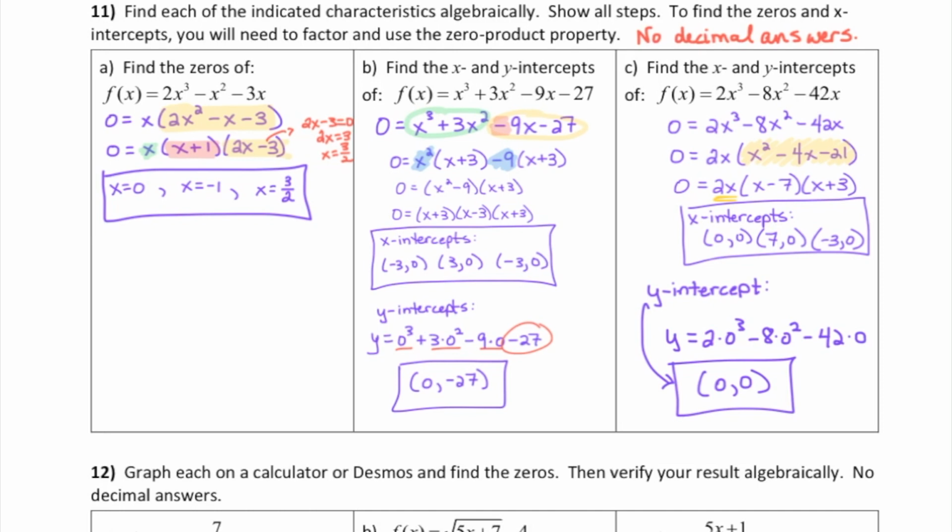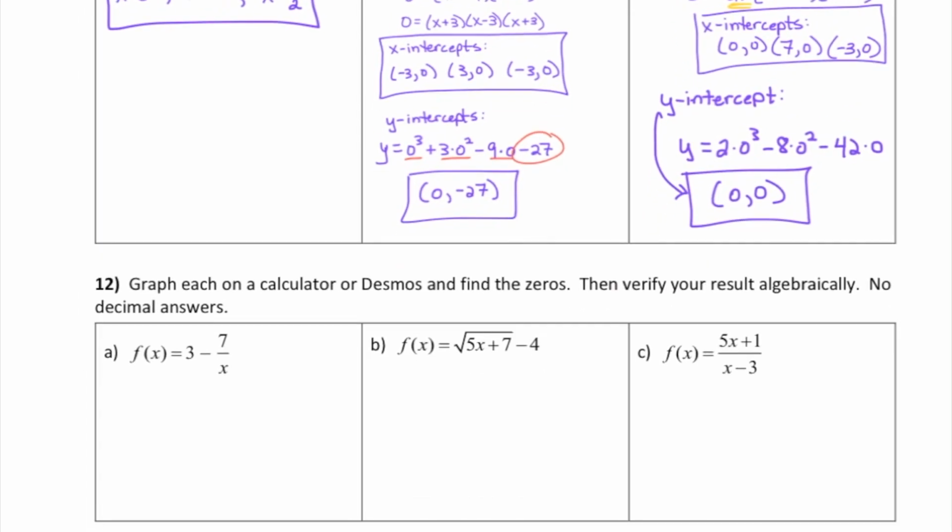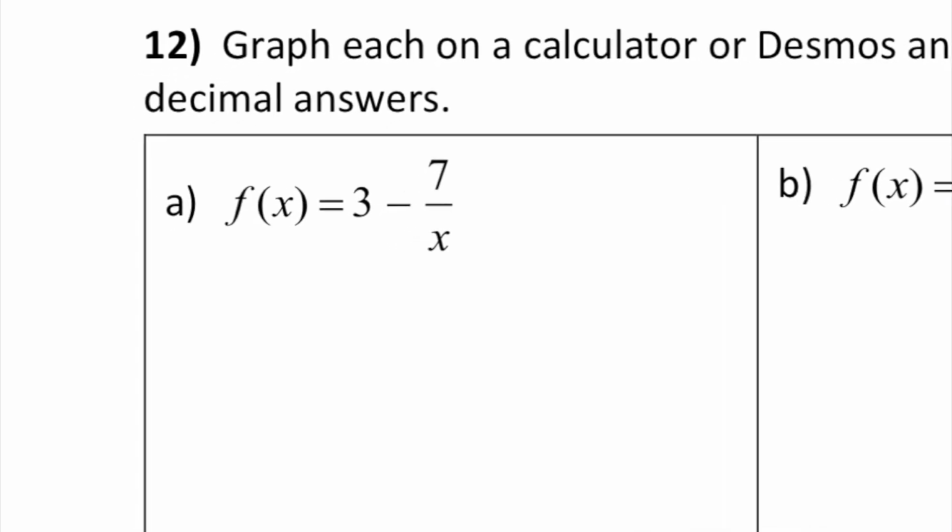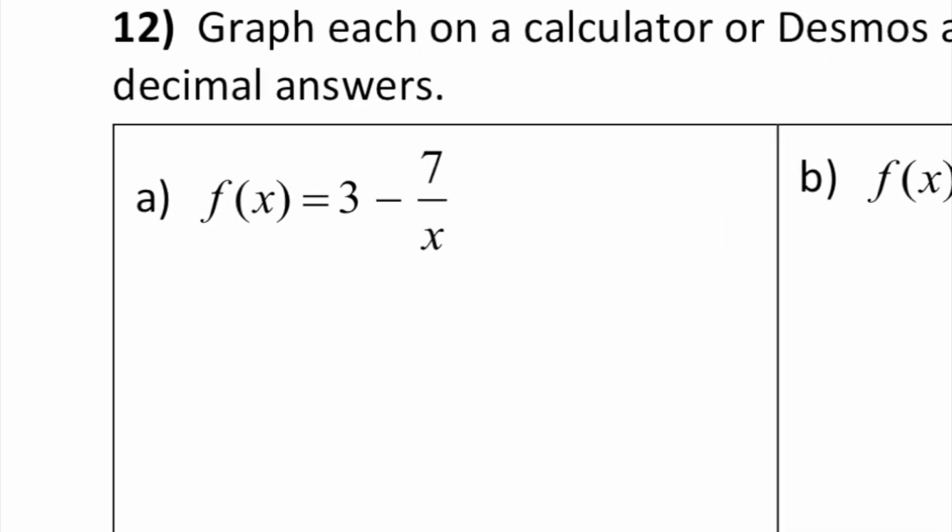So in this next part, you want to start by graphing each of these on your graphing calculator or on Desmos. And then you want to algebraically solve it to make sure that you have computed your zeros correctly. And notice that I don't want any decimal answers, which means if it's a radical, the radical is your answer, not the decimal. If it's a fraction, write it as a fraction and not as a decimal. Hint, A, B, and C, none of them have whole number answers.